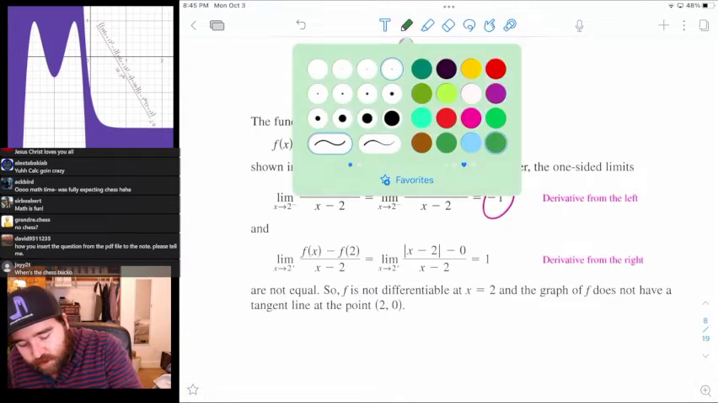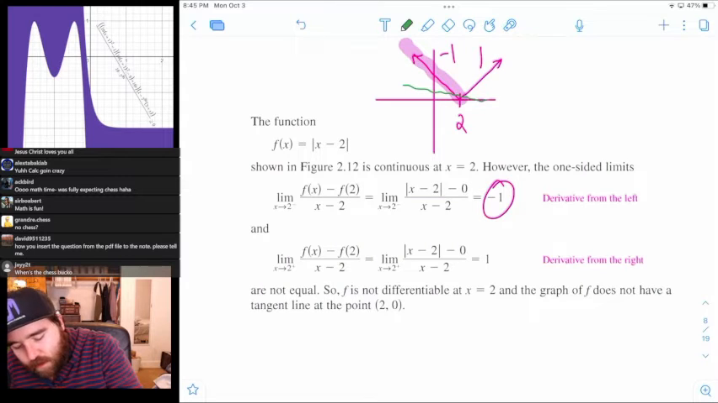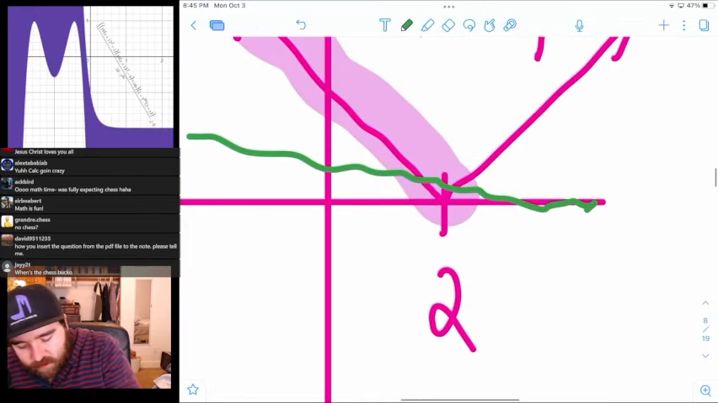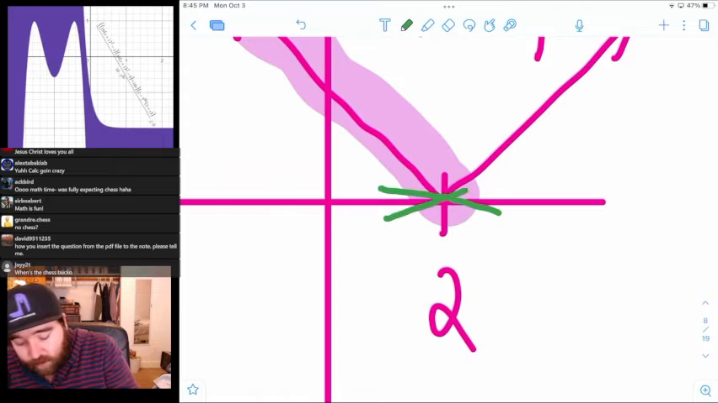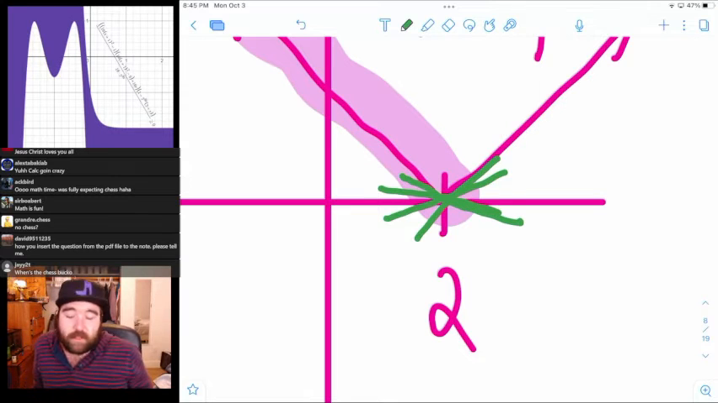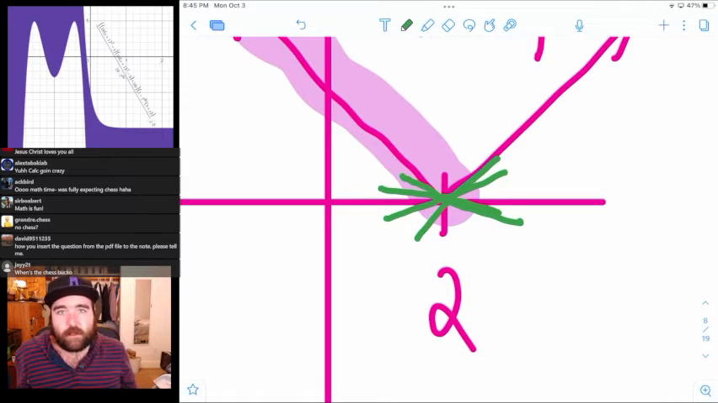You can draw a tangent line like there. And see, it's still sort of tangent. Tangent's just like crossing through one point. So you can draw a line here that crosses through one point. All these lines are crossing through the same point. They just all have different slopes. And so that means it's not differentiable because there's not a singular slope.